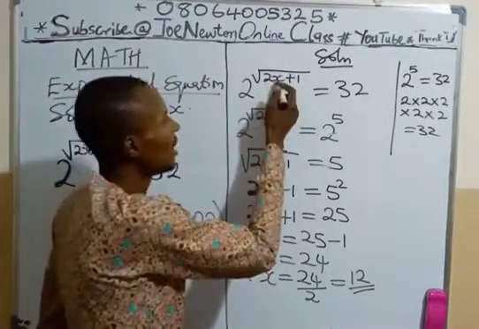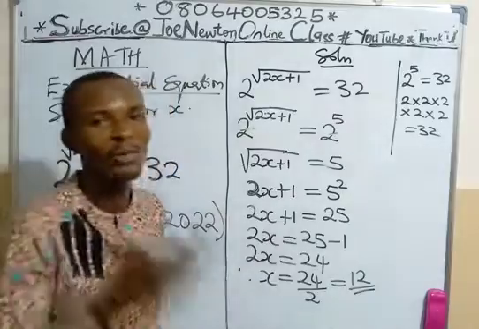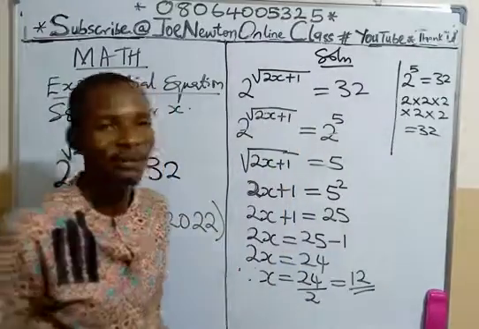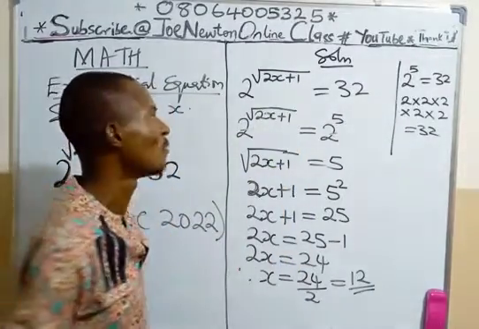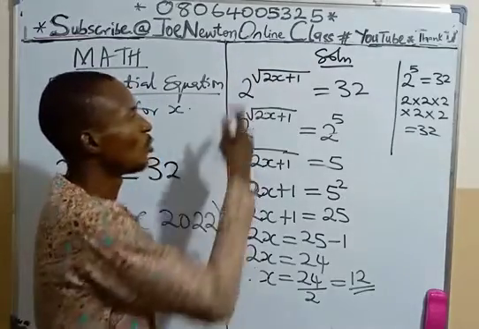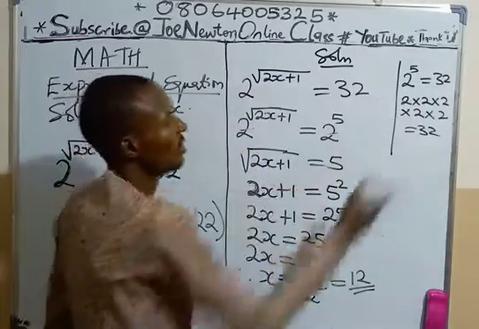If you substitute in the equation, you will get the same value. You put 12 here, 2 times 12 is 24, and 24 plus 1 is 25. Remember that the square root of 25 will give you 5. That is, 2 raised to the power 5 gives us 32.